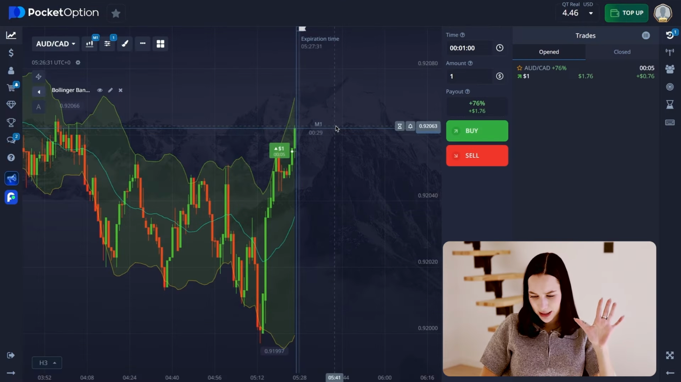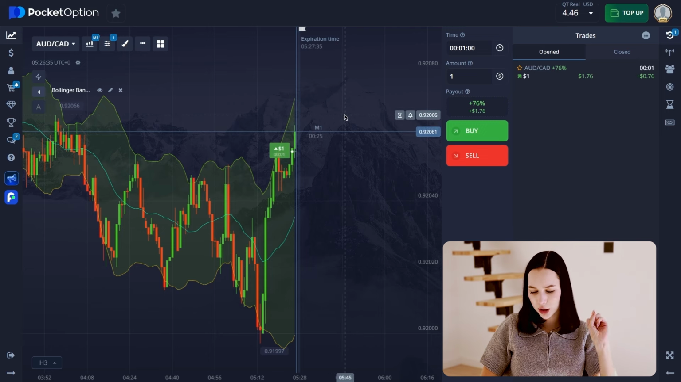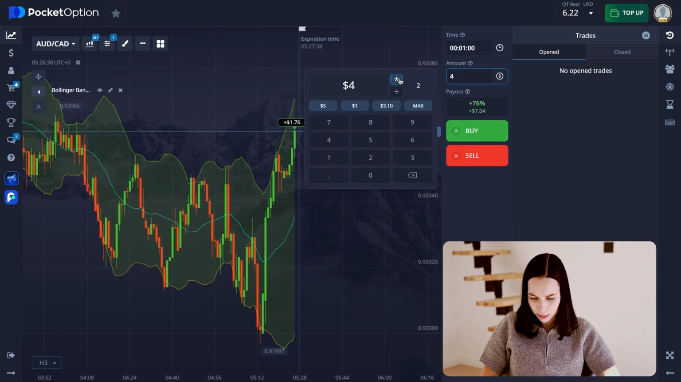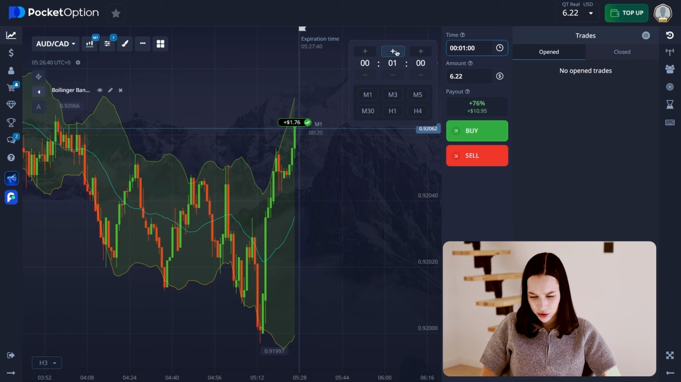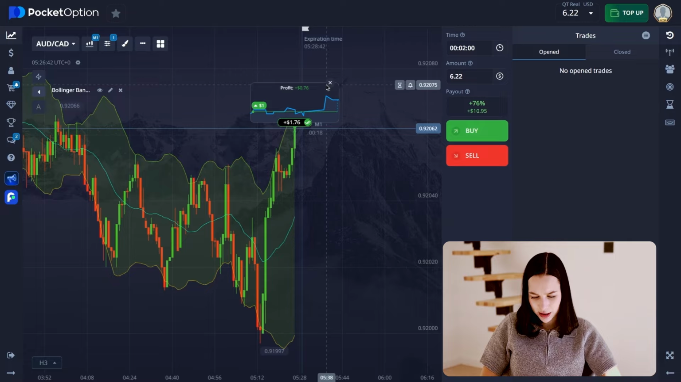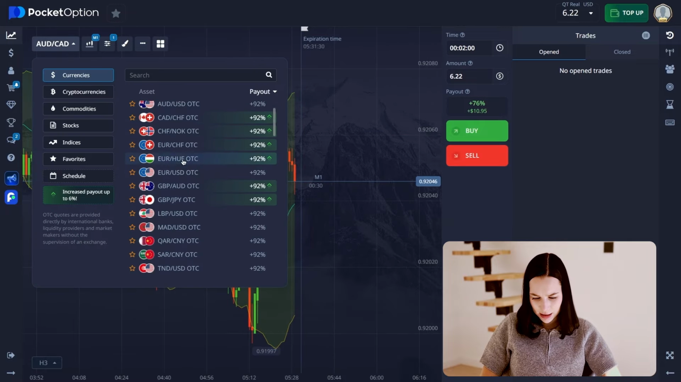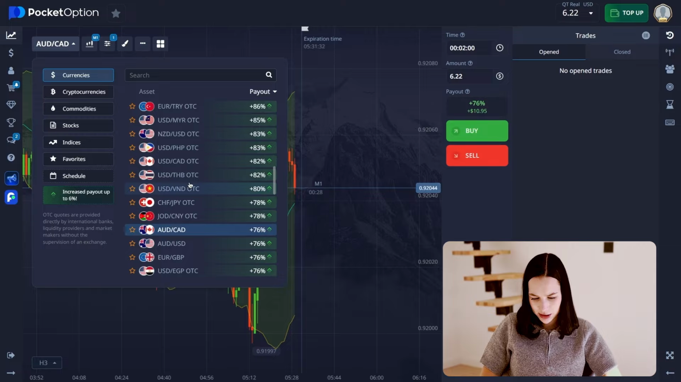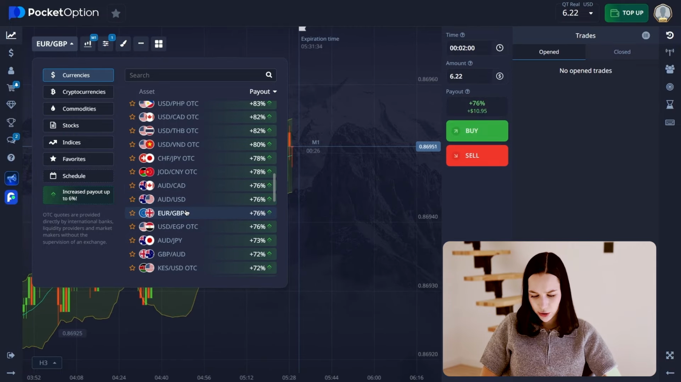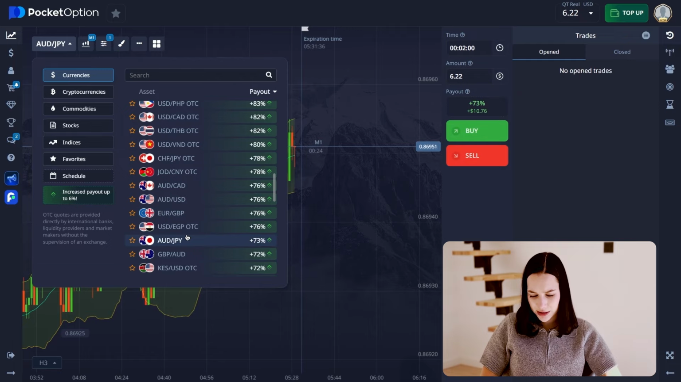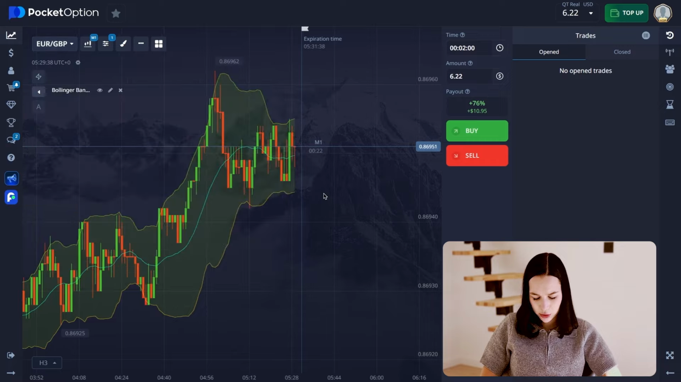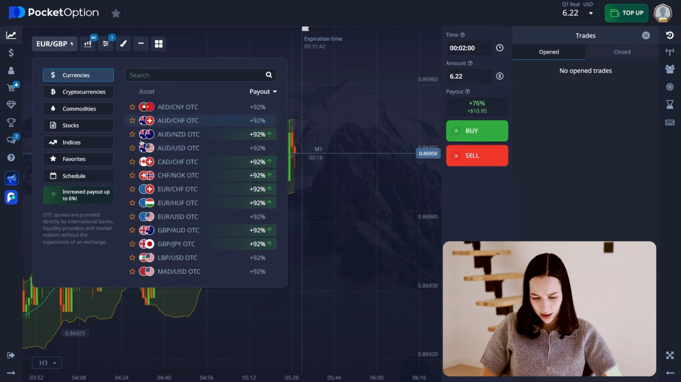So now we have 5 seconds, 4, 3, 2, 1, and we close this trade perfectly in the plus. So now let's change our amount of money per trade, time to 2 minutes. And let's find some other currency pair, because in this currency pair we already reached the previous resistance zone and it could be some reversal. So let's check out something else.